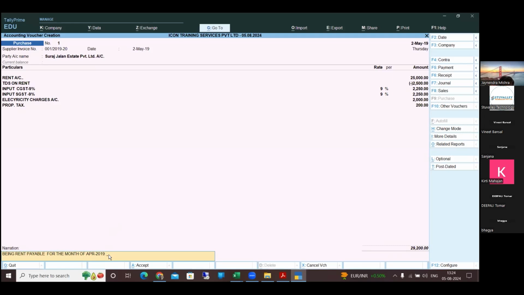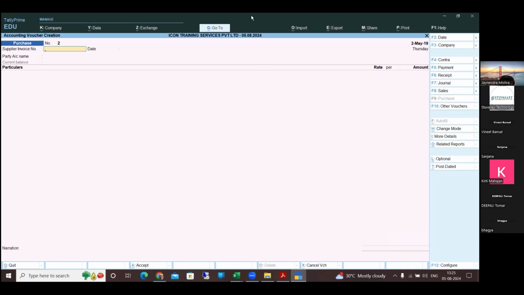And TDS deducted. We have deducted TDS on 25,000. Yes, friends, on 25,000 we have deducted TDS at the rate of 10%. We have deducted TDS at the rate of 10%. Okay.